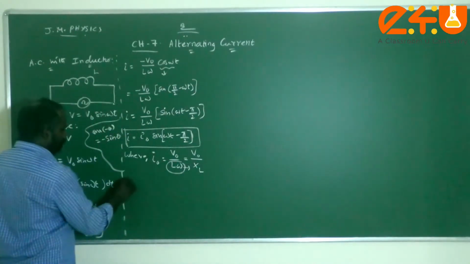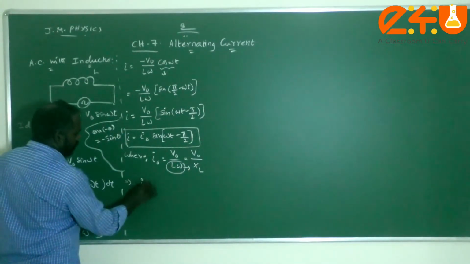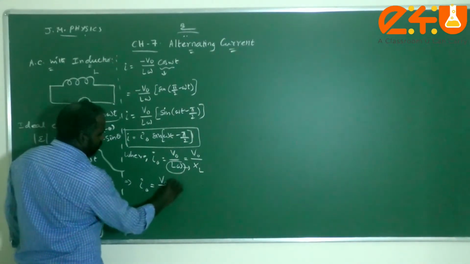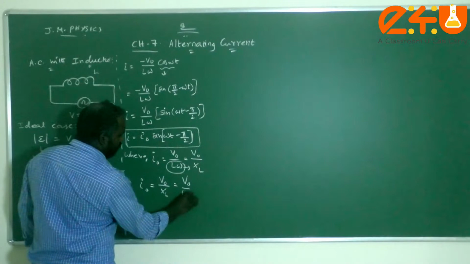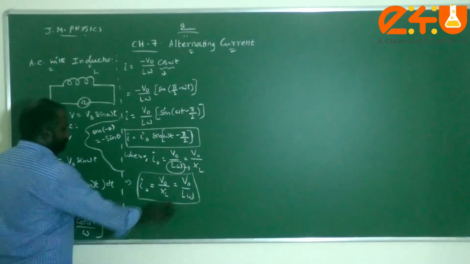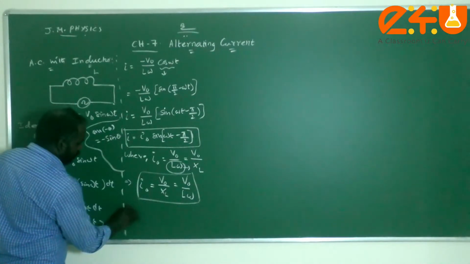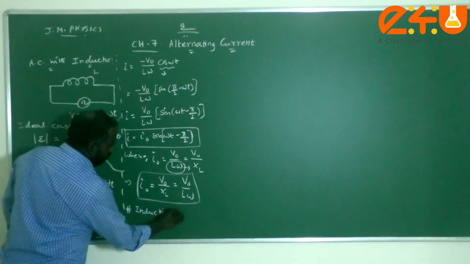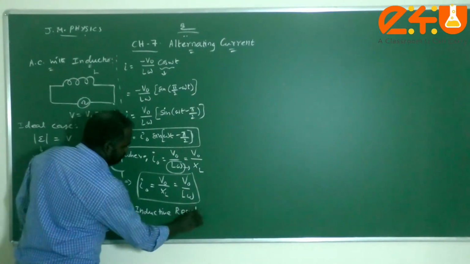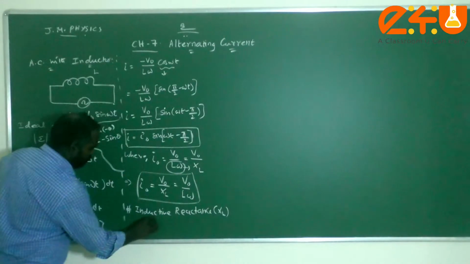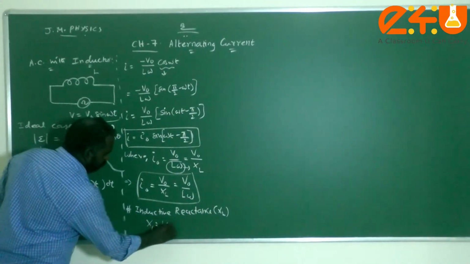Now from this I can say that I naught is equal to V naught by XL, that is V naught by L omega. This is the amplitude of the current, where the term L omega is called inductive reactance. So what is XL? XL is equal to L omega.